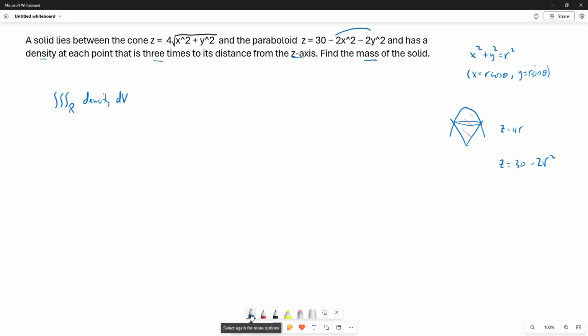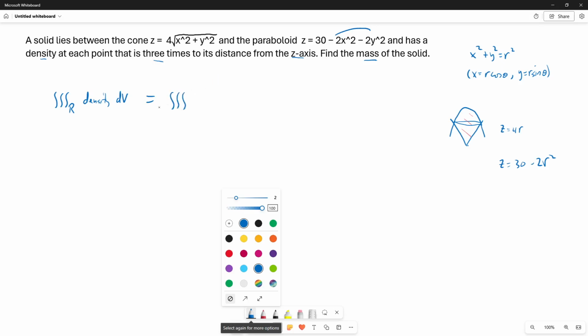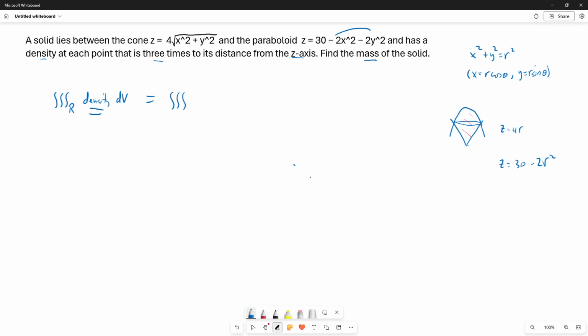We're going to use cylindrical coordinates. So we'll have a triple integral. The density is 3 times the distance between a point and the z-axis. Well, that's just r. So the density function is 3r. And then we'll have r. And we're going to integrate z first because we have boundaries on z that depend on r. So we're going to integrate z and then r and theta.